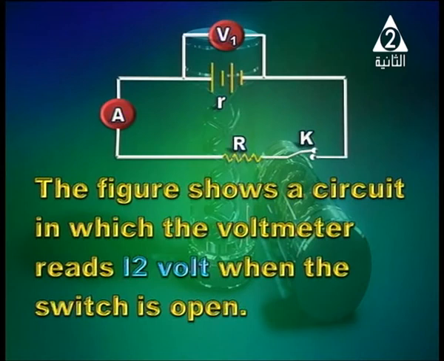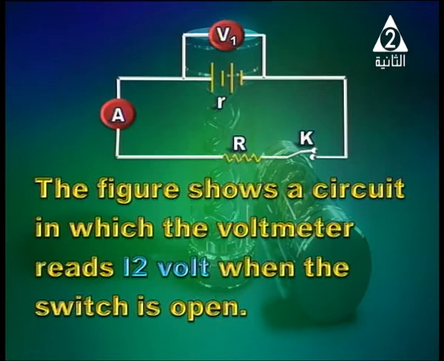Another circuit. In front of you, you've got a cell connected in series to an ammeter, a resistor and a switch. And we've got a voltmeter connected across the cell. The figure shows a circuit in which the voltmeter reads 12 volt when the switch is open. This reading is equal to V battery. The question is why? Because the switch is open, no current flows. So terminal voltage is equal to EMF in this case.